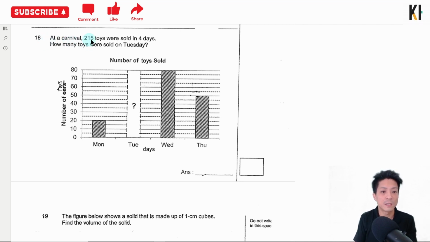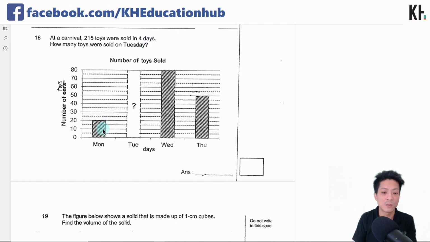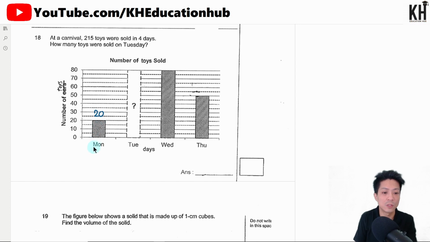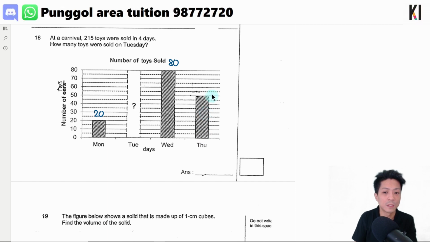Question 18. At the carnival, 215 toys were sold in 4 days. Okay, Monday, Tuesday, Wednesday, and Thursday. How many toys were sold on Tuesday? Okay, so we're gonna write down the number of toys sold on each day. First, Monday will be 20, Wednesday will be 80. Okay, Thursday will be 50.